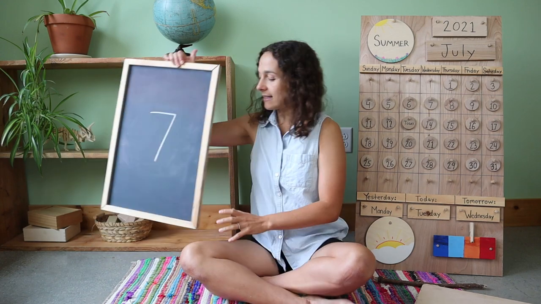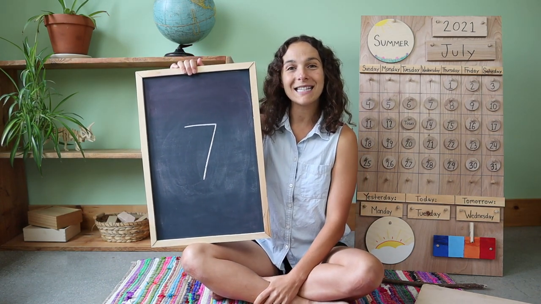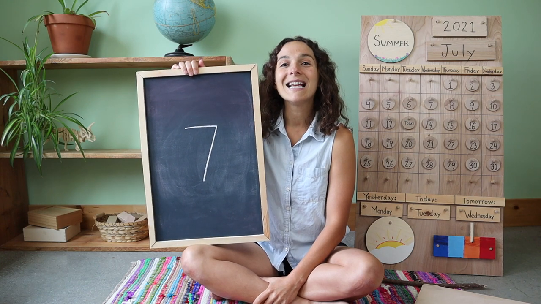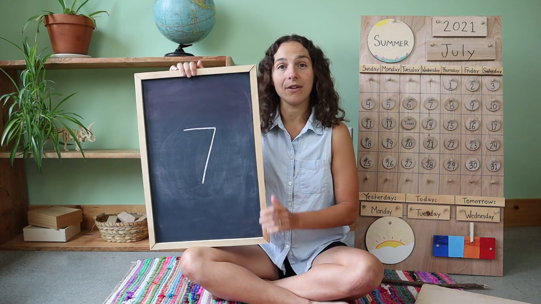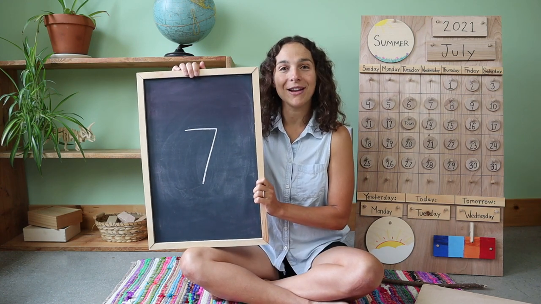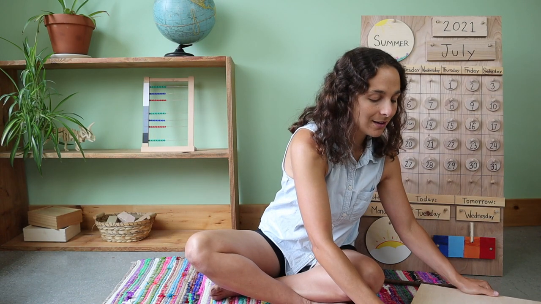And here is the number of the week. Do you know what number this is? 7. That's right, friends. This is the number 7. Will you show me 7 fingers? Let me put my chalkboard down. We will hold up one hand. One hand has 5 fingers, and when you add 2 more fingers, you have 7.